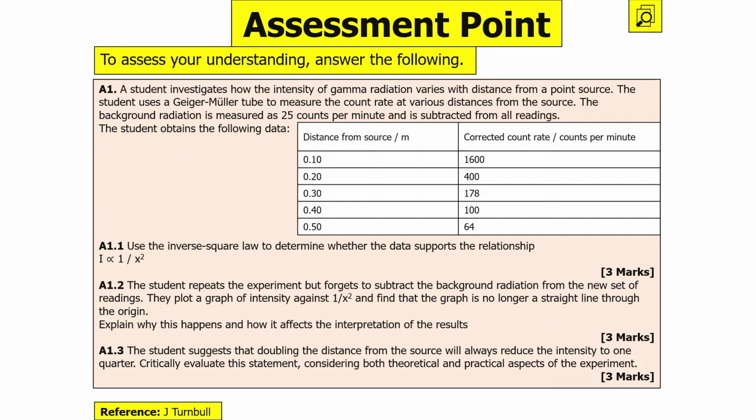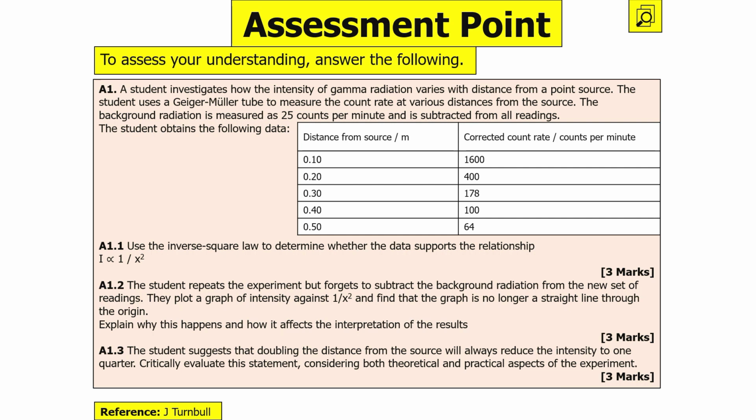A student investigates how the intensity of gamma radiation varies with the distance from a point source. The student uses a Geiger-Müller tube to measure the count rate at various distances from the source. The background radiation is measured at 25 counts per minute and subtracted from all readings. The student obtains the following data. Now use the inverse square law to determine whether the data supports the relationship.